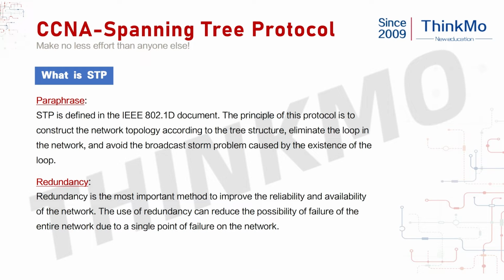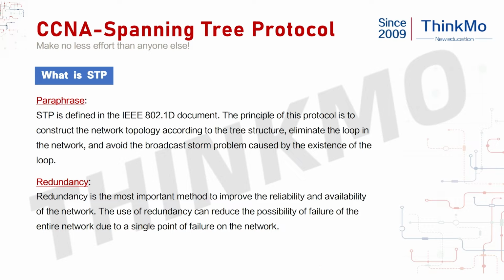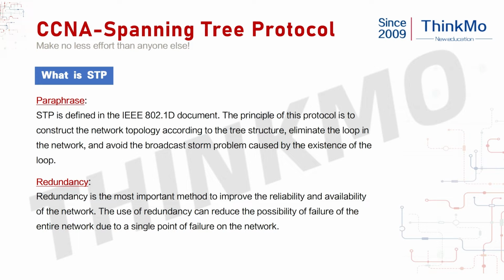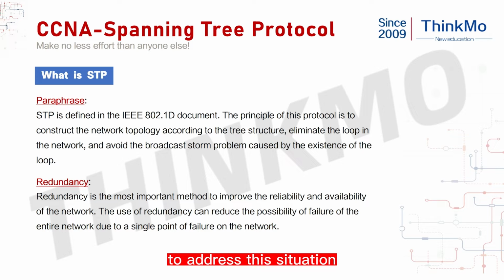For example, take two switches with one line connected between them. When it's broken, it results in a single point of failure. Then the devices connected to these two switches cannot communicate with each other, and data forwarding cannot be realized. To address this situation, we can connect more lines. When one of the wires breaks, another line can be used. This allows redundancy. This is what we call backup.